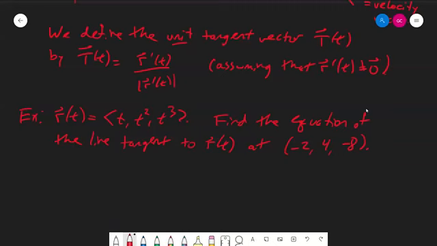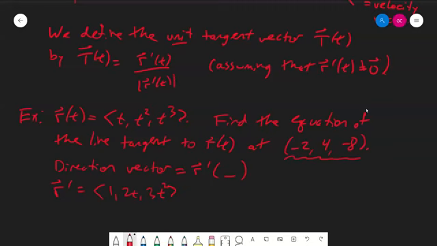Well, remember that in order to write the equation of a line, we need two ingredients. We need a point, which we already have, and we need a direction vector. And so the idea here is that the direction vector is going to be r prime of something, right? Not just r prime of t, but r prime of a particular t value. And I'll come back to that part in a minute. Let's just find r prime. So we take the derivative of each of the components separately, and so we get 1, 2t, and 3t squared.